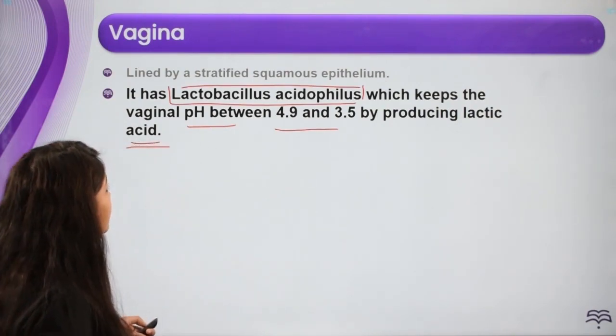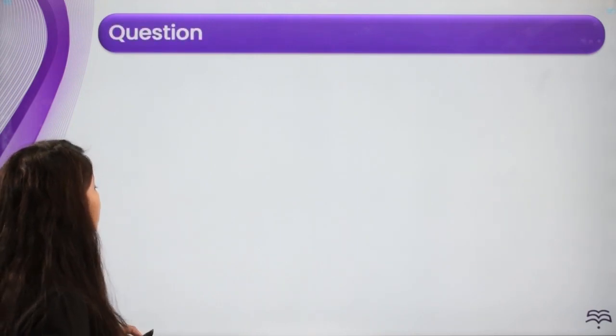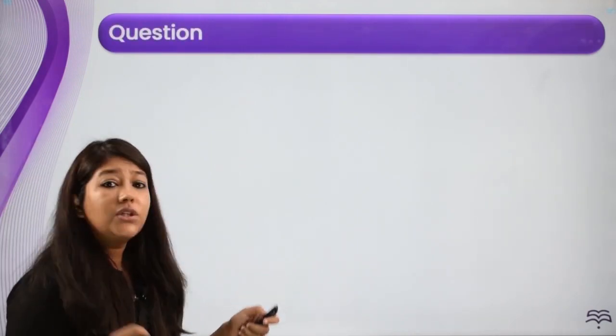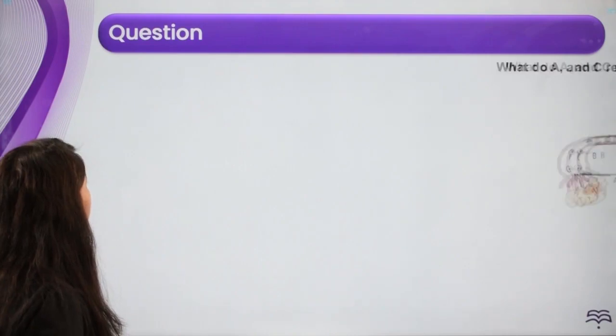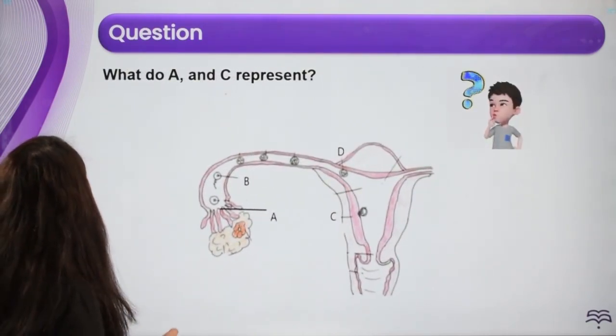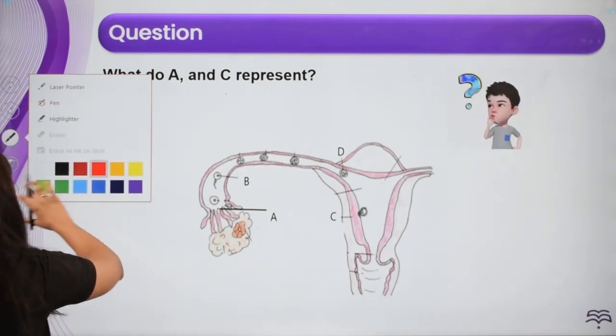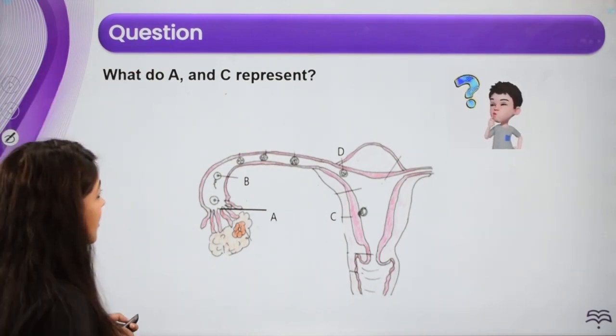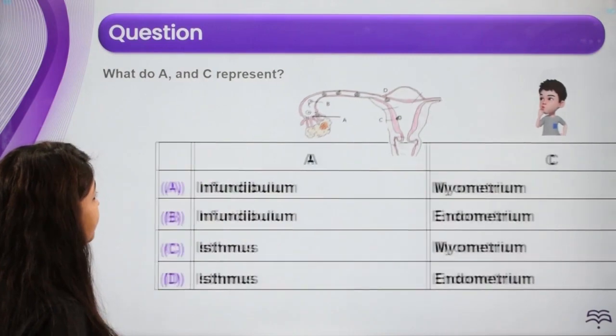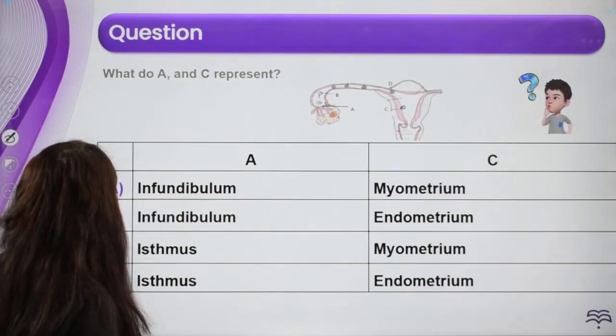All right, let's move forward. This was about vagina. Now let's take a few questions related to the things we have discussed in this lecture. So first question is, what do A and C represent? Let's see. Look, what is A here?